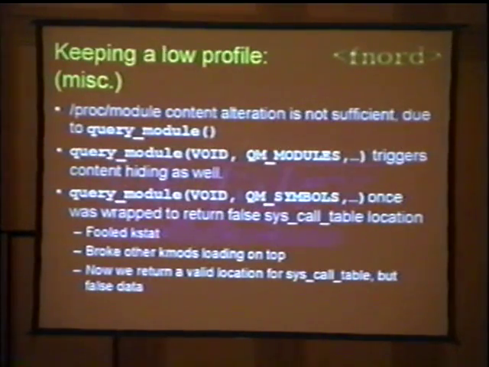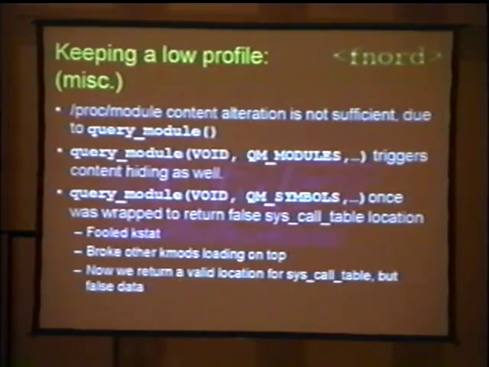And so if you loaded a module on top of our module, it would look like it was loaded, because if you looked at the system call table, it was there, but it never actually got called, because the system call table that it had loaded itself into was not the system call table that system calls were getting called from. So that broke. So now what we do is we return the real location of the system call table, but when you read from dev kmem, we'll return false locations for what's in the system call table.